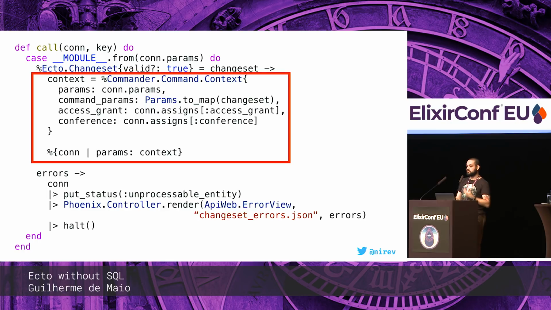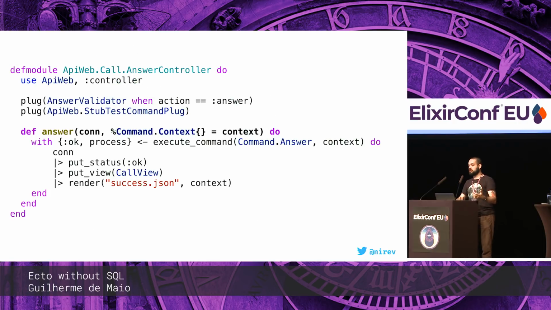And if the change set is valid, what we're doing here is we created a data structure to wrap those command parameters. So we have the original params, we have the parsed ones, and a bunch of other stuff, and we change the connection parameters for that. So then when we get to the controller, it's actually very small because we use that answer validator plug. And when implementing the function, instead of getting the user parameters, we have a structured thing. We have the context. And then it's pretty easy for us to execute it because we can just execute the answer command using that command context.